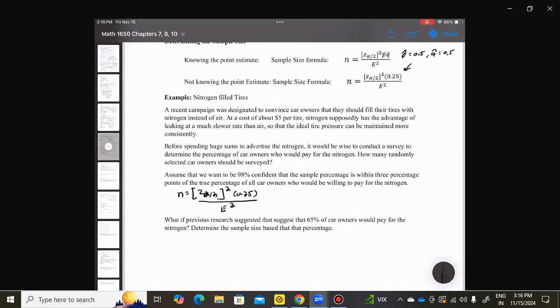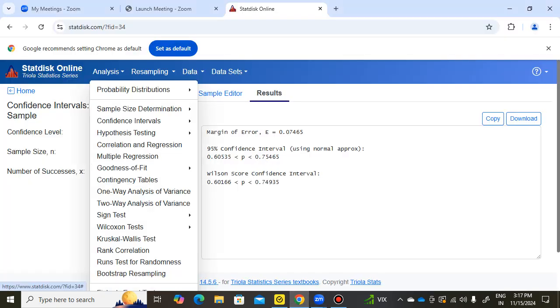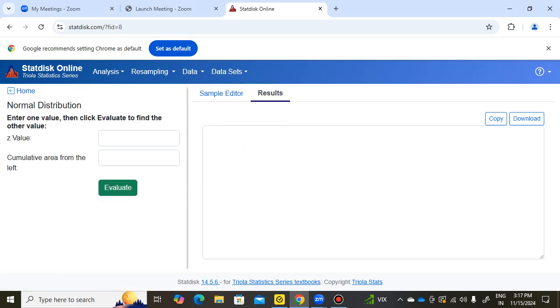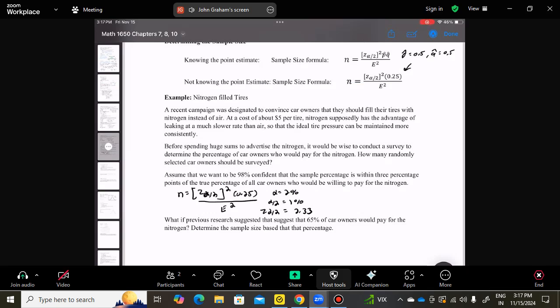And so with the 95% confidence interval, we're looking at alpha equaling 2%. So alpha over 2 is equal to 1%. So we'll plug in a 1% for our normal distribution. And we get a z-score, or z alpha over 2, of 2.33. We're not going to do the minus sign, it's just the absolute value there, because it's technically plus and negative.